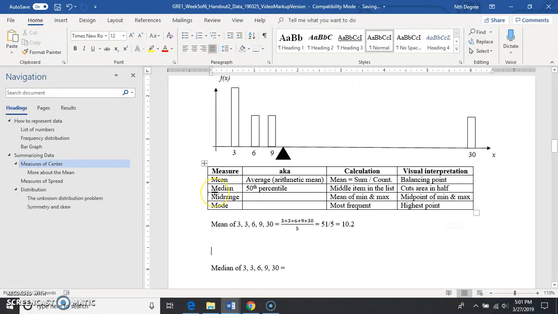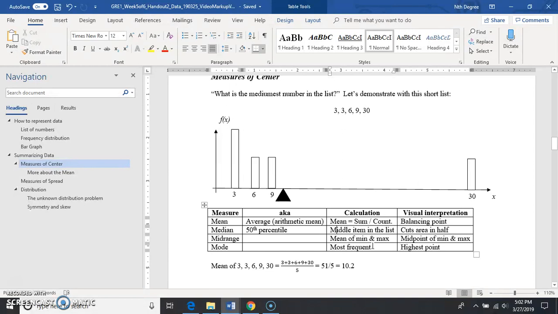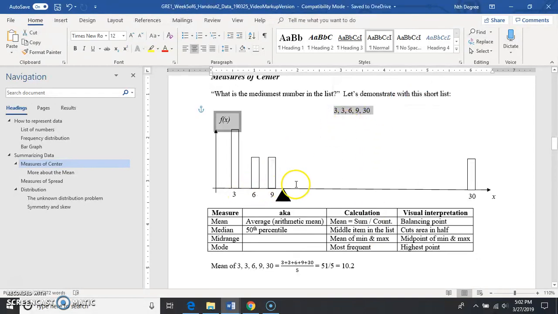All right, what is the median? The median is also known as the 50th percentile. It means 50% of the way through the list. So the way we calculate it is the middle item in the list. The easiest way to calculate the median is to look at the list without worrying so much about its sense of scale on the number line, and just think about it as a list of numbers from small to large, and you're going to highlight the middle number in that list.